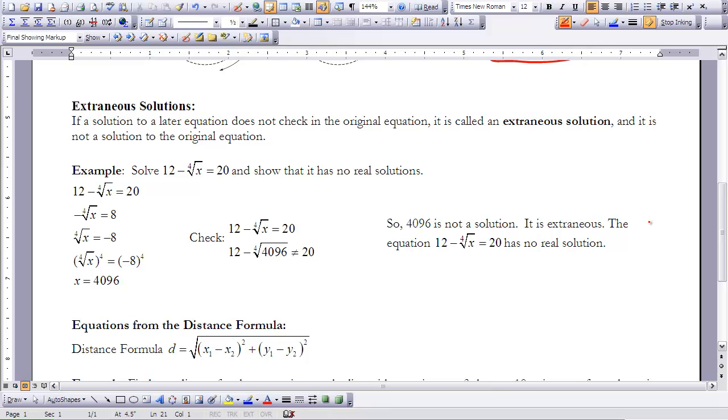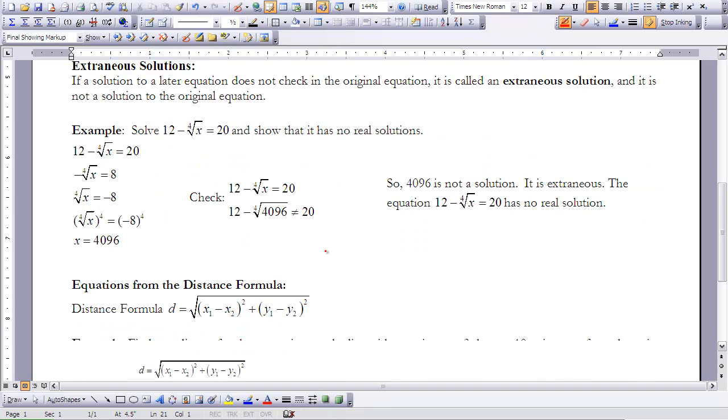So if you start to solve this, we know we need to move 12 to the other side, so that would leave us with the opposite of the 4th root of x equaling 8. We then could divide by negative 1, so that leaves me with the 4th root of x equaling negative 8. The 4th root of x raised to the 4th power gives me negative 8 to the 4th power, and that equals 4096. But if I go and check that, 12 minus the 4th root of 4096 does not equal 20. So 4096 is not a solution, it's extraneous. The equation 12 minus the 4th root of x equals 20 has no real solution.